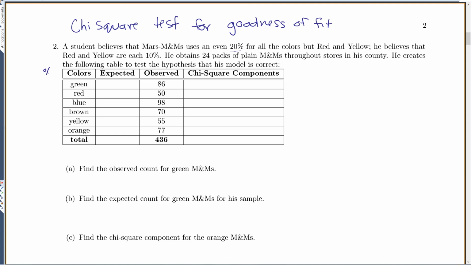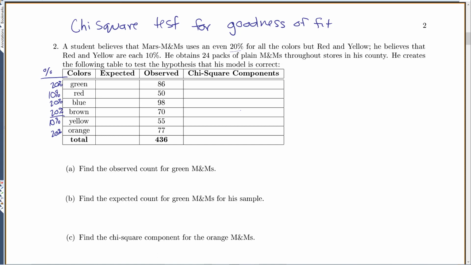So the percentages that he thinks it's supposed to be: he said 20% for everything but red and yellow. So red is 10%, yellow is 10%, and everything else should be 20%. So let's just add this to our table. You'll notice it told us our observed counts for each one, and then it gives us a spot to find our expected values, and a spot to find our chi-squared components.